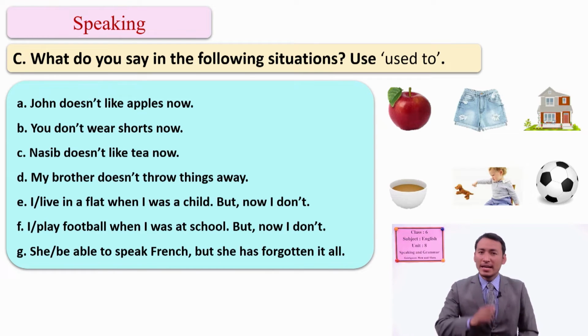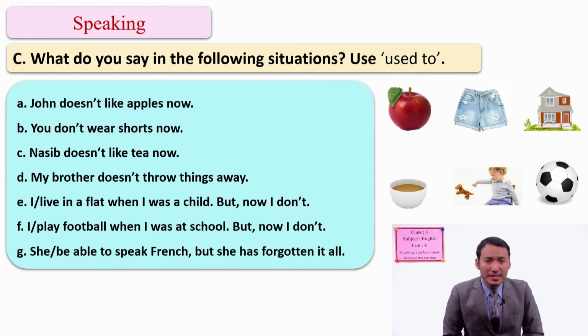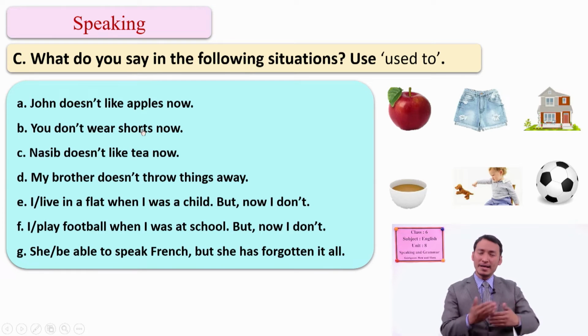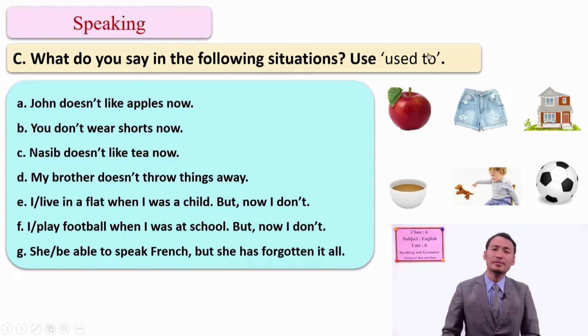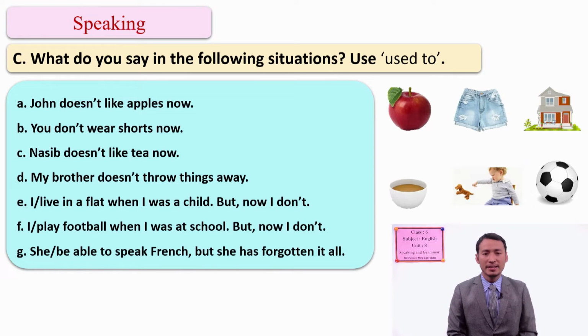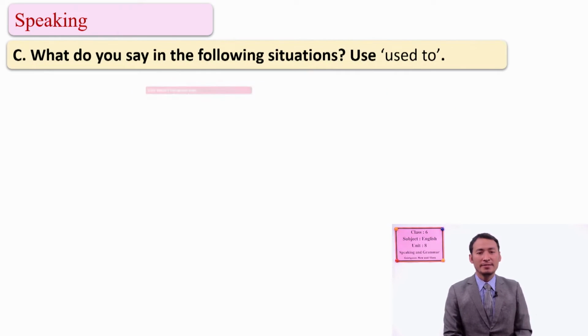Okay, students, when somebody says that you don't like apples now, it means you liked them in the past. So you can say that you used to like apples before. You can say it like that. So you can understand the context and the past and then talk about it using "used to". Let's see here. I'll show you the answers. You can also guess them earlier. Okay, let's get ready and see.